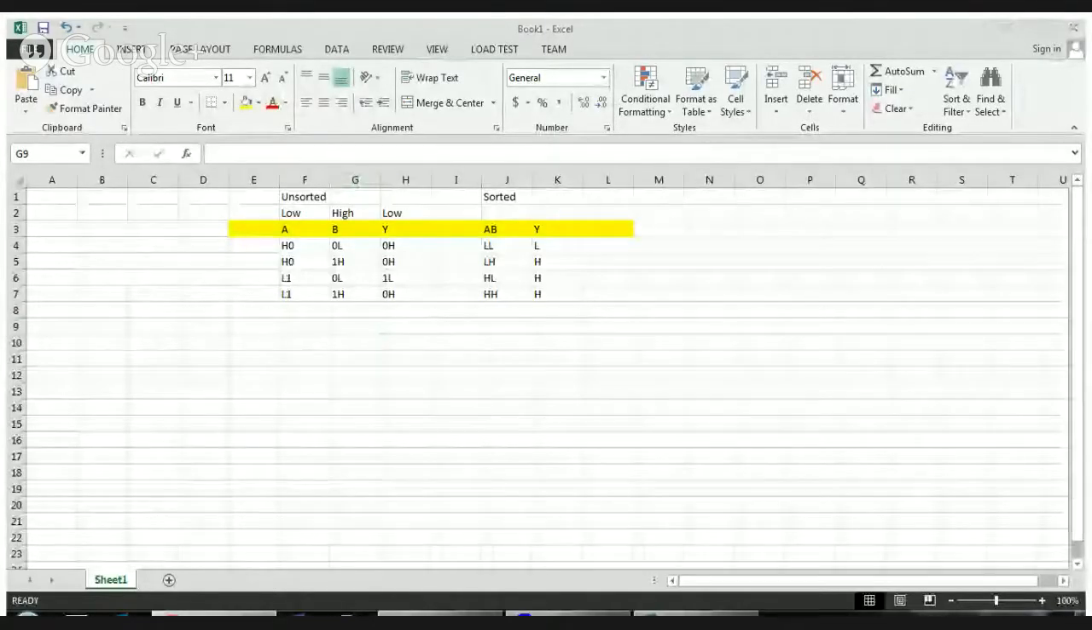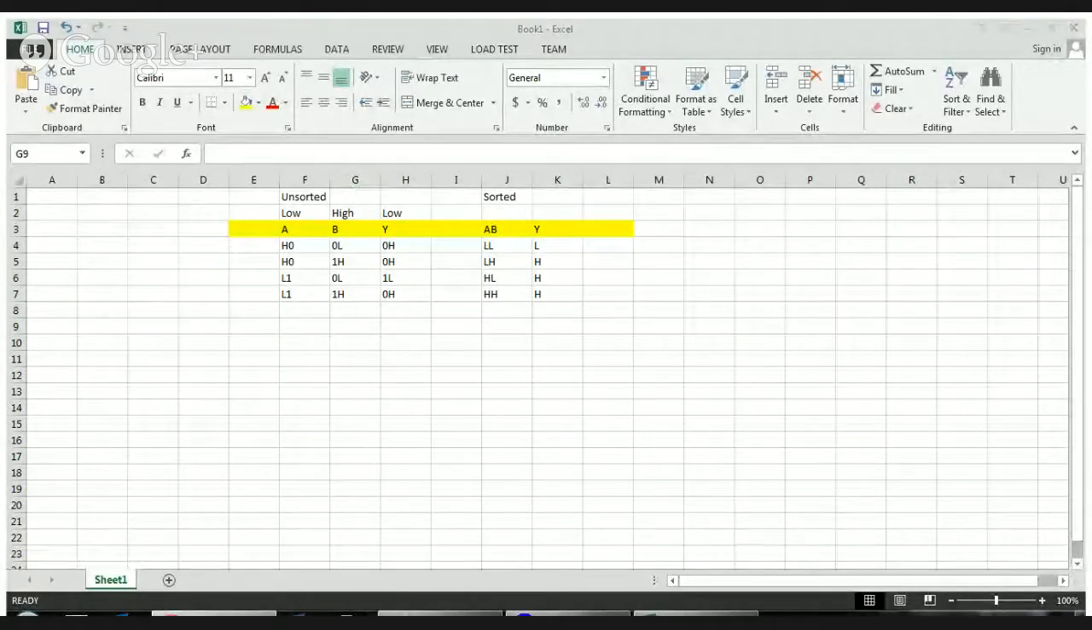Can you guys see my screen now? Yeah. It has ones and zeros in there. Those are originally my truth table. And then you get your zeros and you make them high if it's low, or you leave them low if it's high. Then you get that information right there, and you sort those lows and highs.